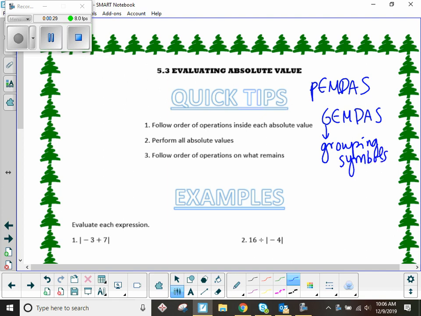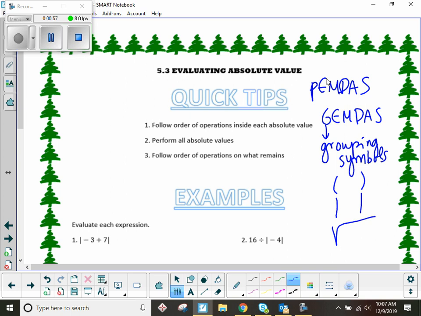Grouping symbols are parentheses, that's one set. But also, absolute value bars are grouping symbols. Other things that group stuff together are root symbols. The reason I'm pointing that out is because just like PEMDAS, when you're simplifying all the parentheses first, absolute value works the same. Any math that's inside there, you want to do all the math first before going to the next step.